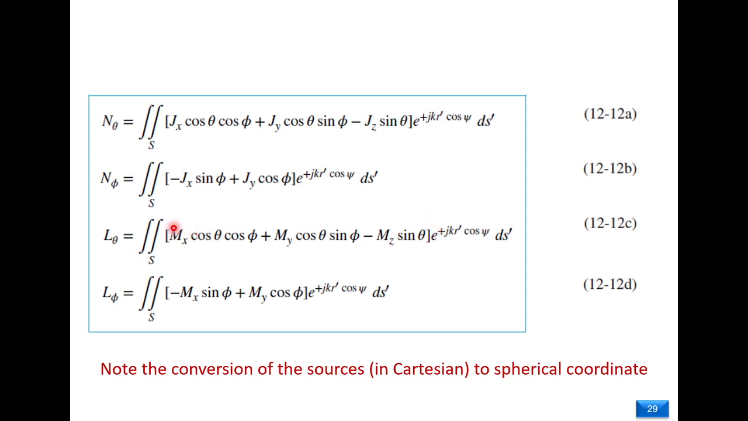Similar thing for M theta. This is the expression of M theta, which is the x component projected along theta, the y component projected along theta, and the z component projected along theta. Here we have the x and y components projected along phi. Of course, for the same reason, there is no z component projected along phi. You can just take all of this and write J theta, and all of this you write J phi, and so on and so forth.